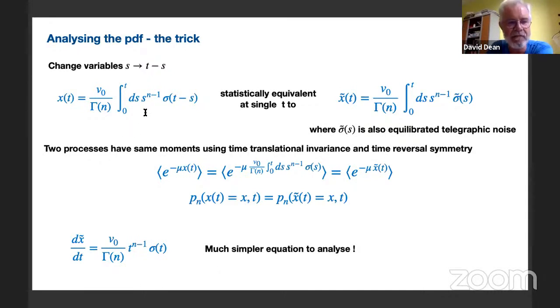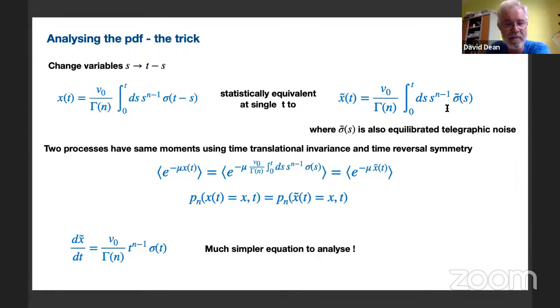So remember, this is the formula. Actually, if I just make a change of variables, s goes to t minus s, this doesn't look as if it's done me any good. It's just changed the t minus s here to s, and the s here to t minus s. But actually, if I look at this process, sigma of t minus s, this is just like the process started at t, run backwards in time. And because I'm taking sigma to be in equilibrium, that has the same statistics as a process which is run forward in time.